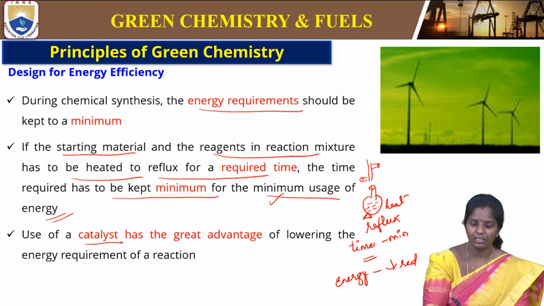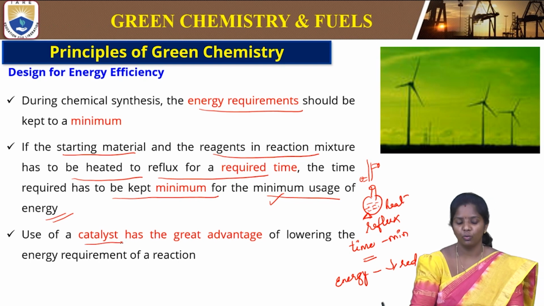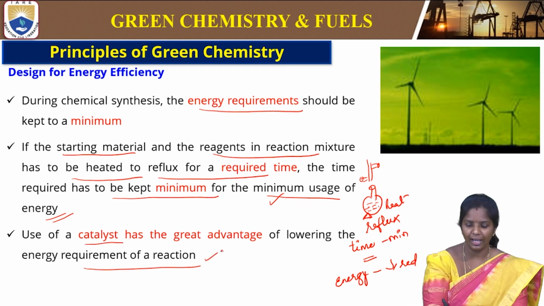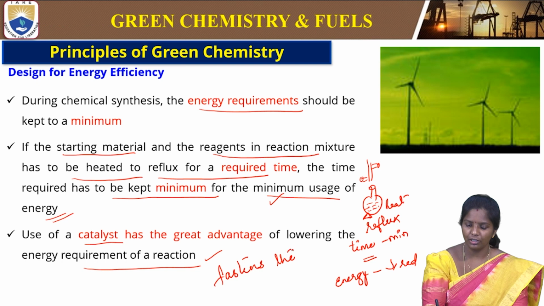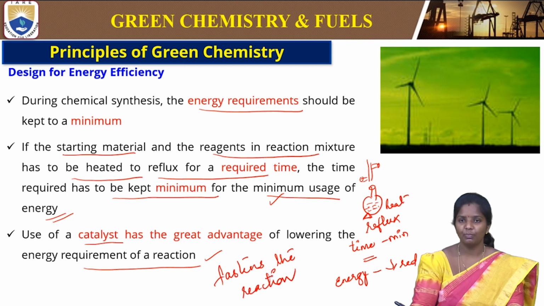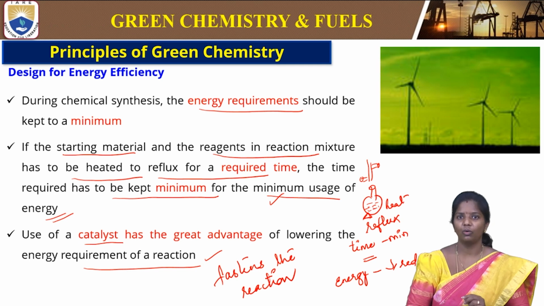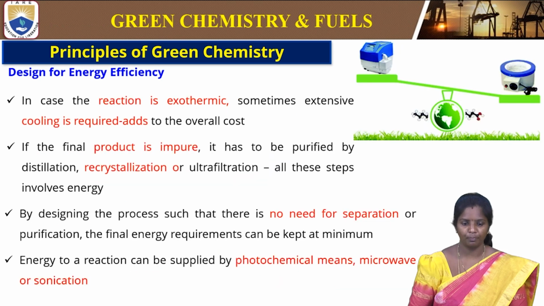And the use of a catalyst has a great advantage of lowering the energy requirement of a reaction. What is the role of a catalyst? It fastens the chemical reaction mechanism, so it will speed up the reaction. When it is speeding up the reaction, it will reduce the time and also the energy input. This is how we can modify the method so that the energy can be reduced.